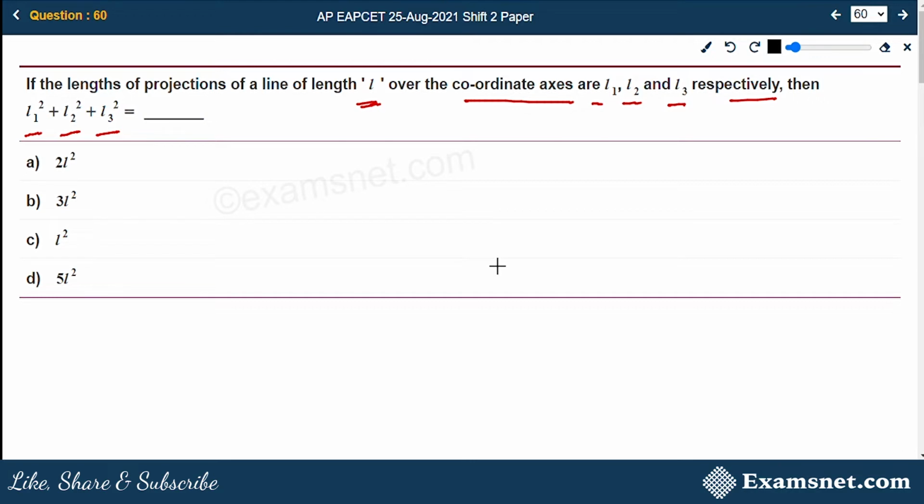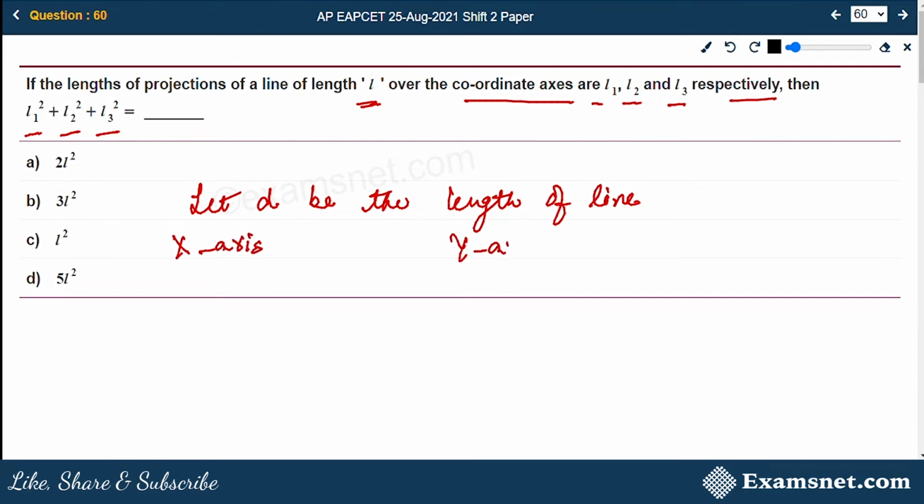So let D be the length of the line. Okay, I'm supposing let D be the length of the line, then if I'm projecting it on x axis, y axis and z axis, this D will be dl on x axis, dm on y axis, and dn on z axis. Right? Projection of this line on x-axis is dl, y-axis dm, and z-axis is dn.